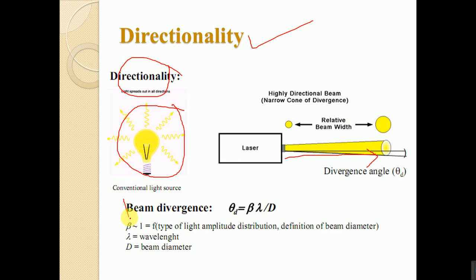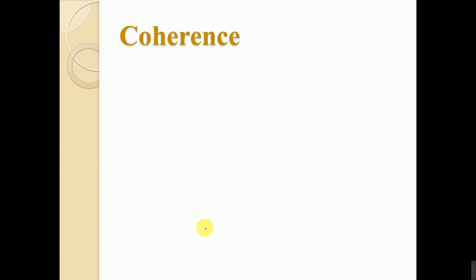Another important characteristic of directionality is beam divergence, which means the light diverging from its actual path. In the case of a laser, beam divergence is very small, which is a very good property.